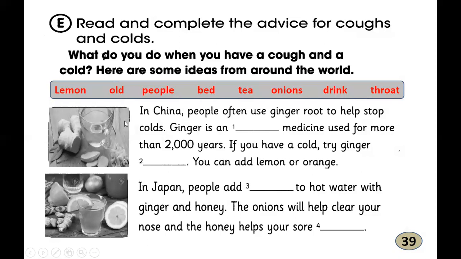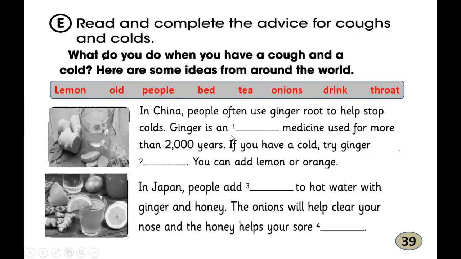So the first conversation comes from China. In China, notice we started here with a capital letter In because it's the beginning of the sentence. And China is the name of a country, it should also start with a capital letter. In China, people often use ginger root to help stop colds. They mean the ginger we also use in our country.